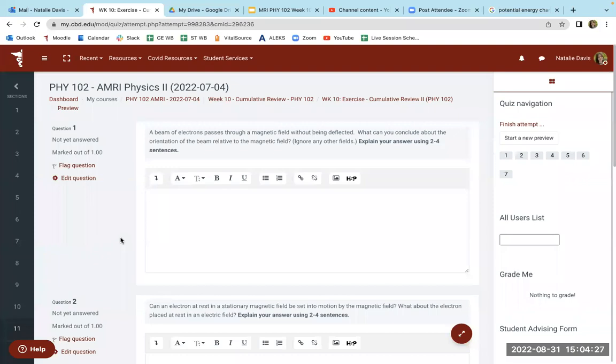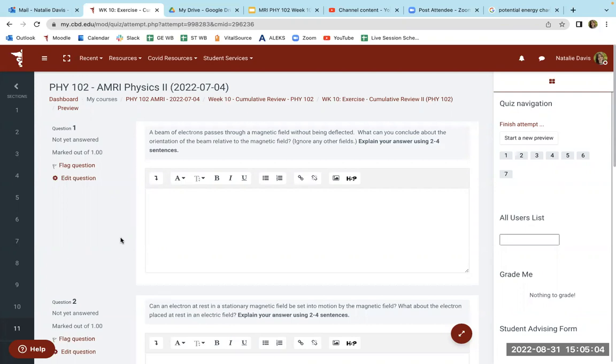So we have question number 1. A beam of electrons passes through a magnetic field without being deflected. What can you conclude about the orientation of the beam relative to the magnetic field, and ignore any other fields? So we're just thinking about a charged particle, an electron, passing through a magnetic field without being bent. So remember that it depends whether we're going parallel or perpendicular. Okay. We'll talk about this more in our live session next week.